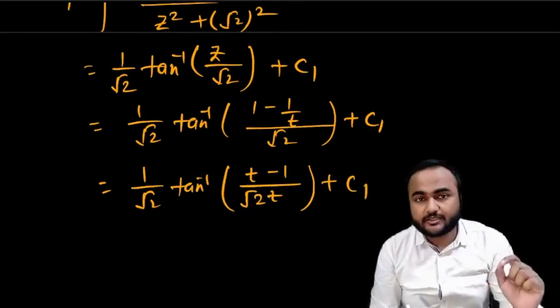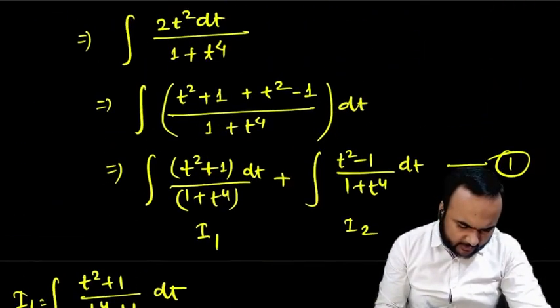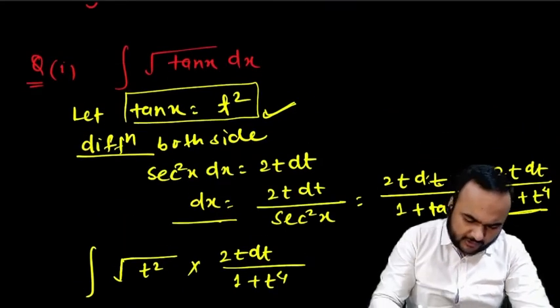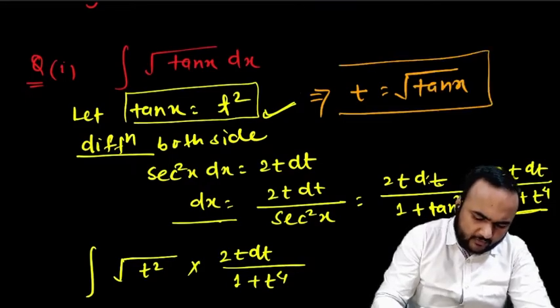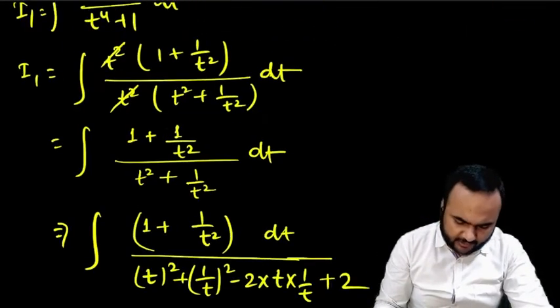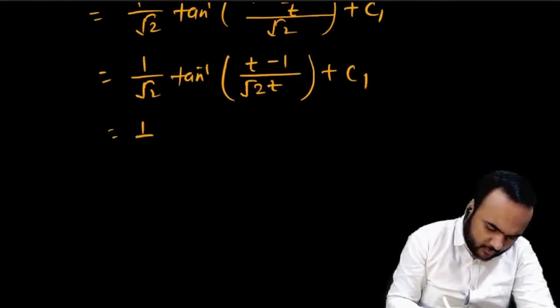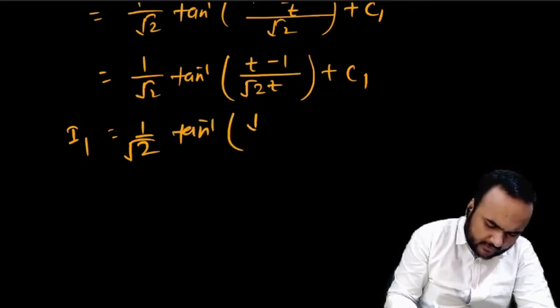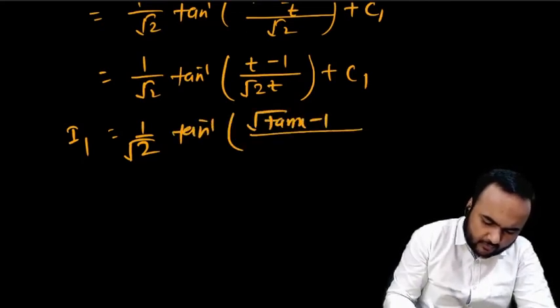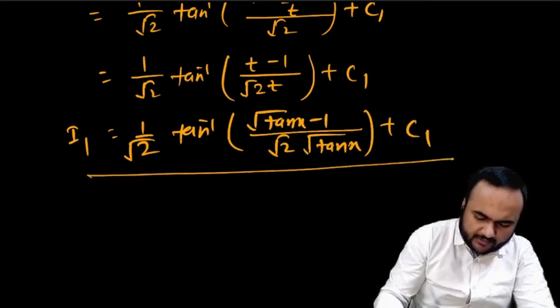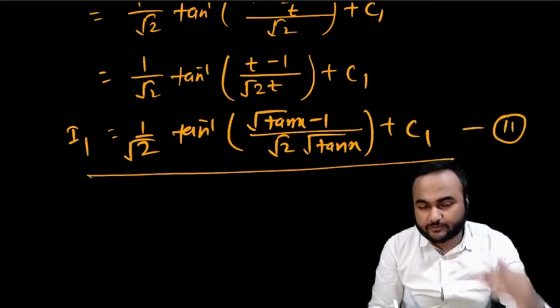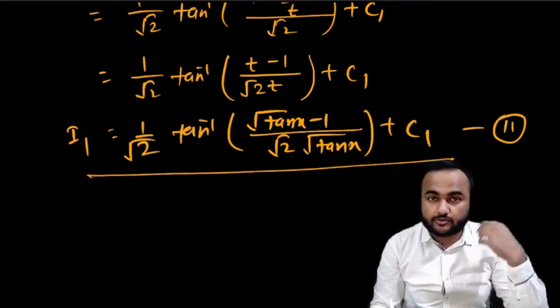Now, what was t? Look here, we have substituted earlier, tan x is equals to t square. So from here, you can see that t will be nothing but under root tan x. So in place of t in the I1 integration, we can substitute root tan x. So the whole integration of I1 will become 1 by under root 2 tan inverse of root tan x minus 1 over root 2 root tan x plus c1. Let's say it is equation number 2, because we have to substitute this I1 value into equation number 1 to get the whole solution.